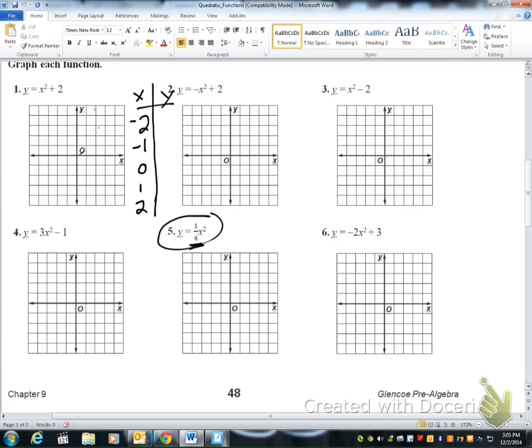Now, plugging in to the equation for number 1, we have x squared plus 2. X is -2 first, so -2 squared... Remember, squared means times itself 2 times. So -2 squared means -2 times -2, which is +4. So 4 plus 2 gives us 6.